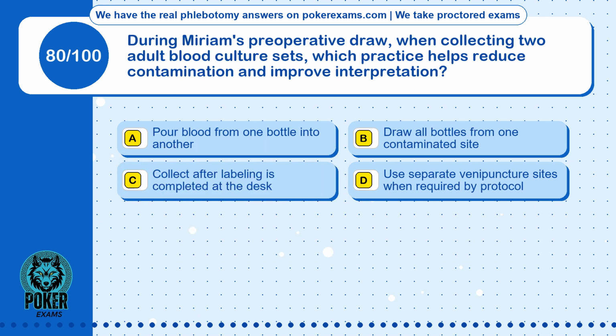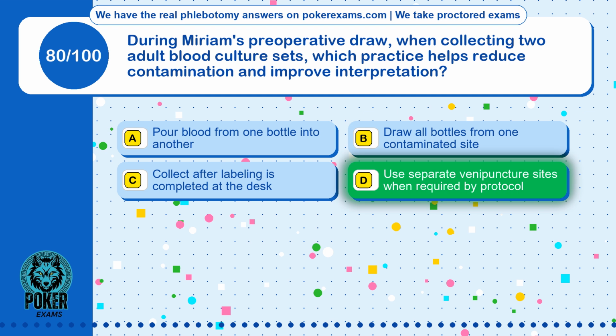Question 80. During Miriam's preoperative draw, when collecting 2 adult blood culture sets, which practice helps reduce contamination and improve interpretation? Option A. Pour blood from one bottle into another. Option B. Draw all bottles from one contaminated site. Option C. Collect after labeling is completed at the desk. Option D. Use separate venipuncture sites when required by protocol.